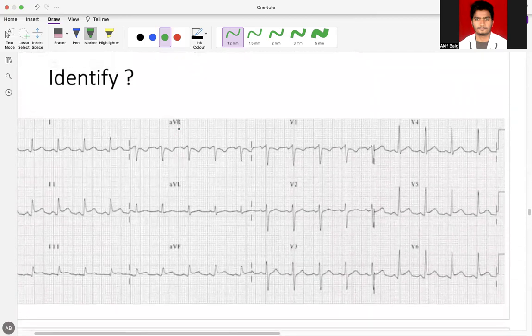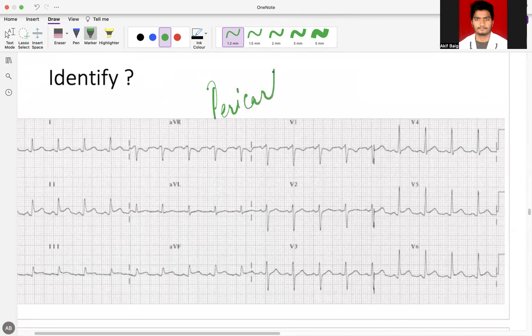So let's go to another patient who is presenting with chest pain. This is a classical chest pain. The patient often complains that it gets aggravated on lying in a supine position and relieves on leaning forward. And what it is, is nothing but pericarditis.